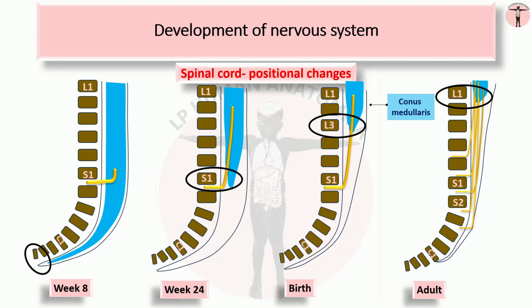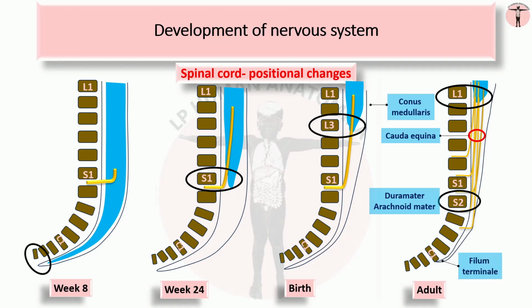Below the level of the spinal cord, the nerves form a bundle called cauda equina, which means horse's tail. The dura and arachnoid matter end at the second sacral vertebra, but the pia mater forms a long thread-like structure called the filum terminale, which extends up to first coccygeal vertebra.